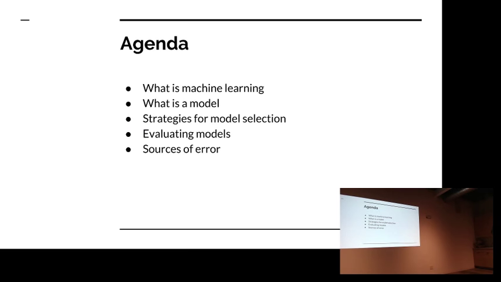So, the agenda: a quick overview of what machine learning is and how that might be different from your normal kind of programming, and what exactly a model is. Then strategies for picking a model, and then learning how to evaluate and identifying some sources of error that can come from your model when you're developing machine learning. And if anybody has questions during this, just raise your hand, because I'd rather you not be confused along the way and not be able to pick up information as we go.